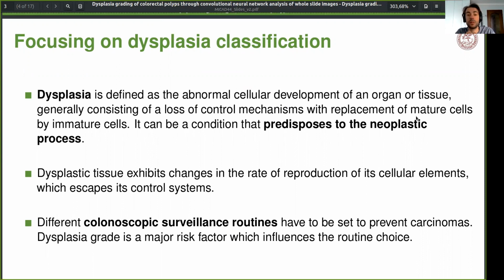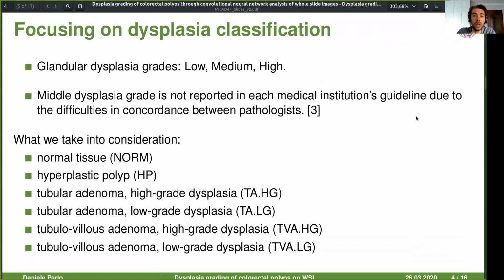Why is focusing on dysplasia classification so important? Because different chromoscopic surveillance routines have to be set to prevent carcinoma in patients, and the dysplasia grade is a major risk factor which highly influences the routine choice. The glandular dysplasia can be divided in 3 different grades: low, medium, and high. Middle dysplasia grade, for example, is not reported in each medical institution's guidelines due to the difficulties in concordance between the pathologists themselves.